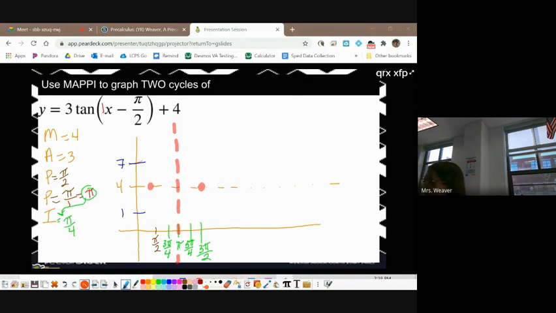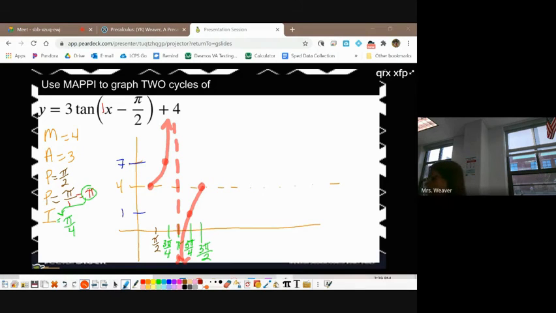Now, because it's an increasing function, we go up the amplitude to a key point. So that's our first piece of it. And then we come down for that next one. So coming from the asymptote through that key point back to the midline. Let me see if I can make that a little smoother. And that is 1 cycle of tangent. Questions for me about that?